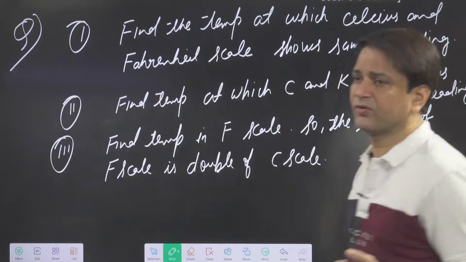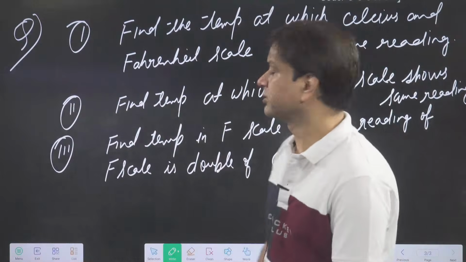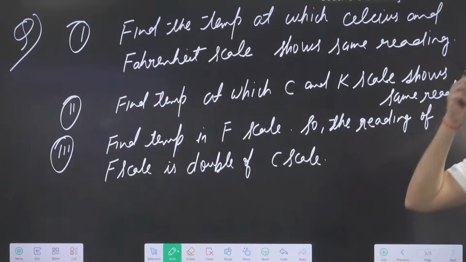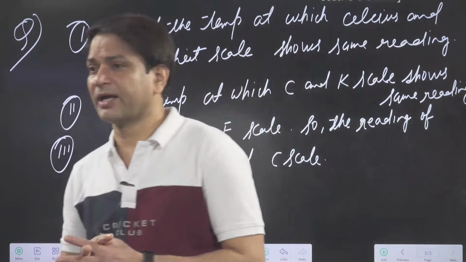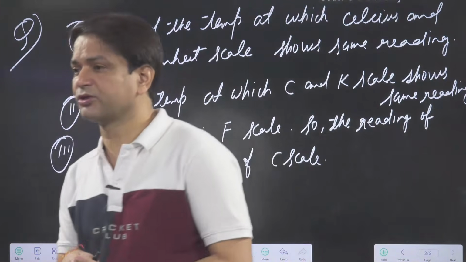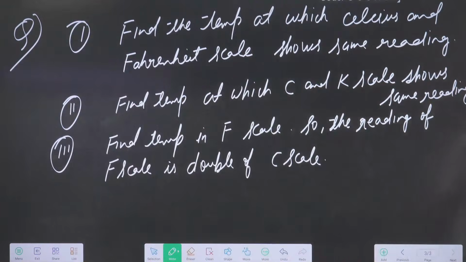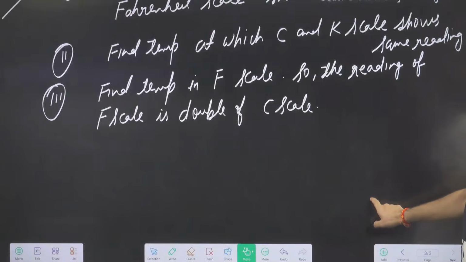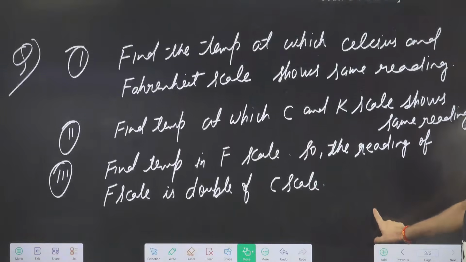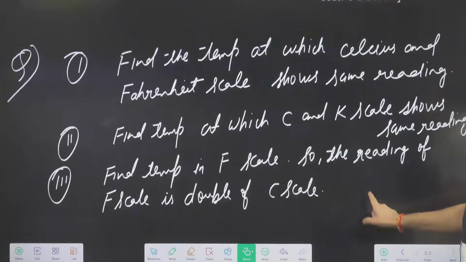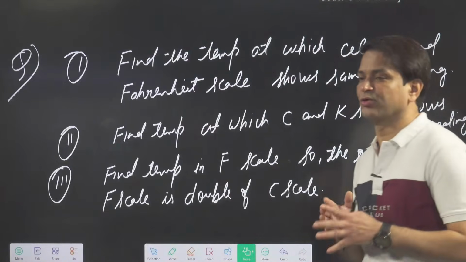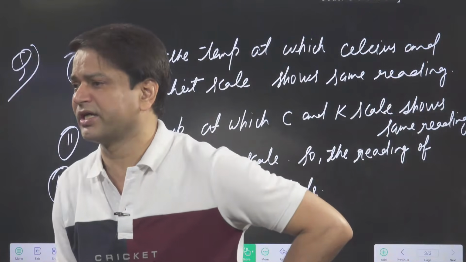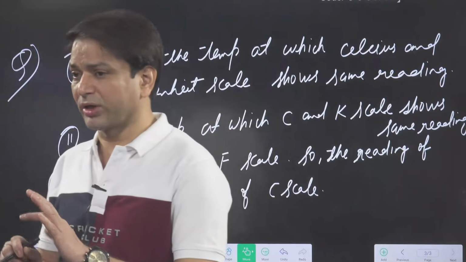Find the temperature at which Celsius and Fahrenheit scale shows the same reading. Okay, you have to find the temperature. Everybody got? Maybe some of you know the direct answer also, minus 40 degrees C. But I am saying they are showing the same reading.